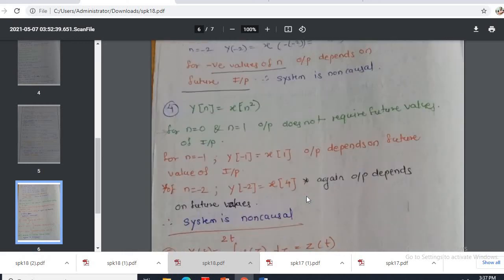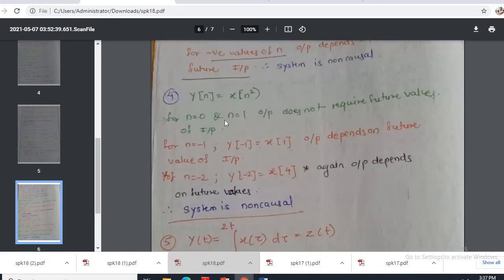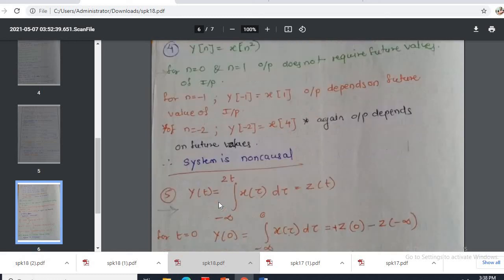Now y of n is equal to x of n square. Simple, n is equal to 0 and n is equal to 1, output does not require future value of input. So for n equal to minus 1, y of minus 1 is x of 1. Output depends on future value of input. For n equal to minus 2, y of minus 2 is equal to x of 4. Again output depends on future values. So here we can say that the system is non-causal. For 0 and 1 that is okay, but for minus 1 and minus 2 the system does not remain causal.